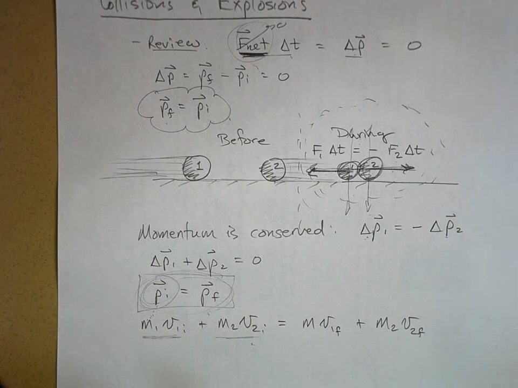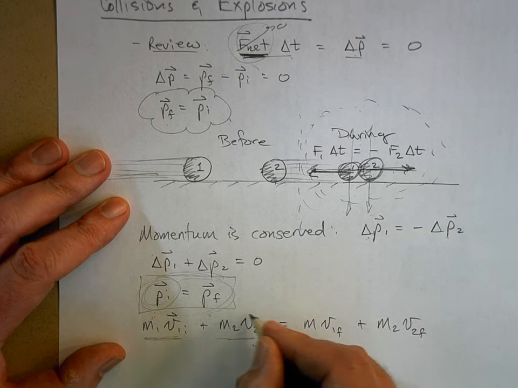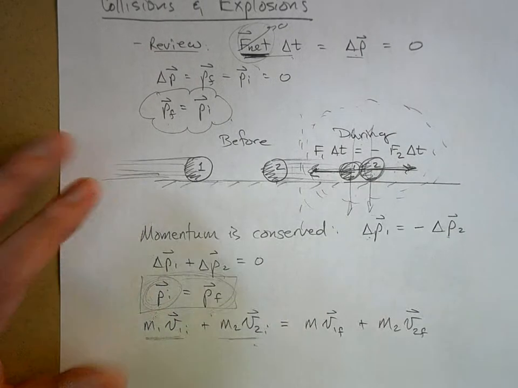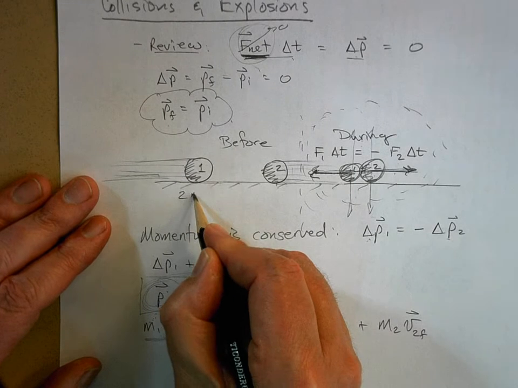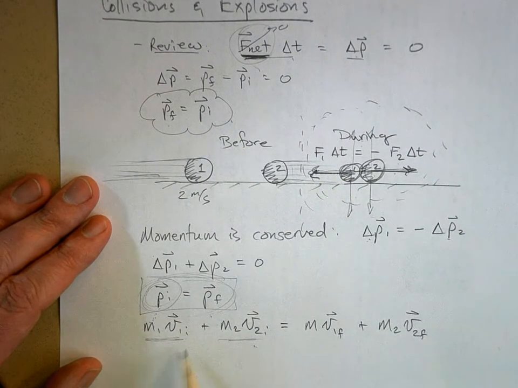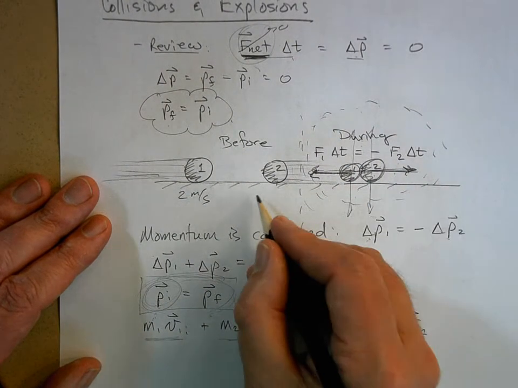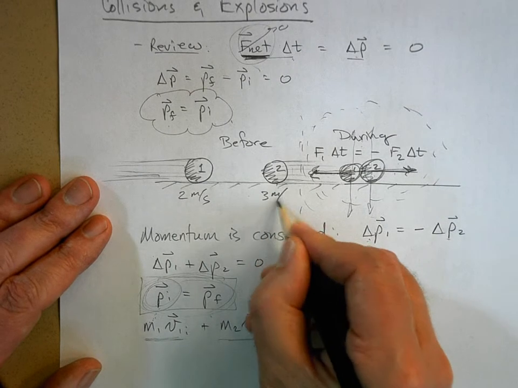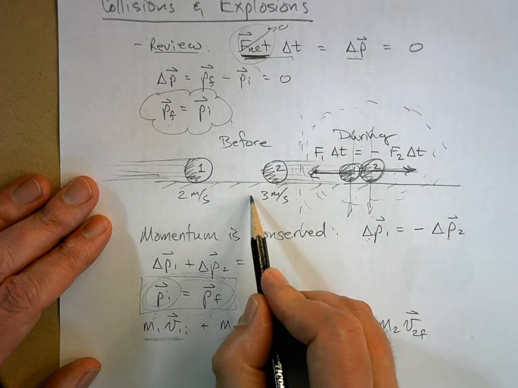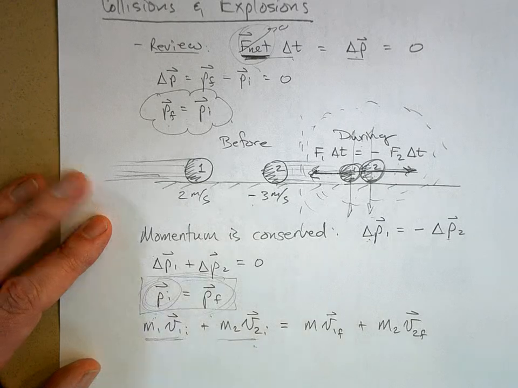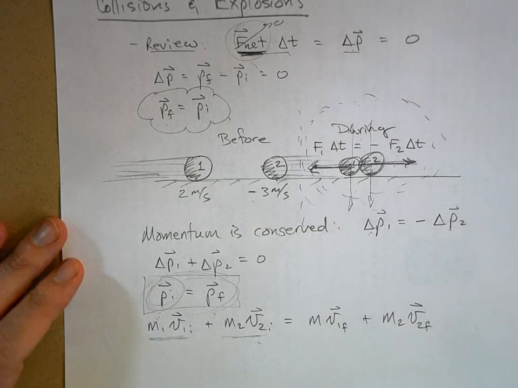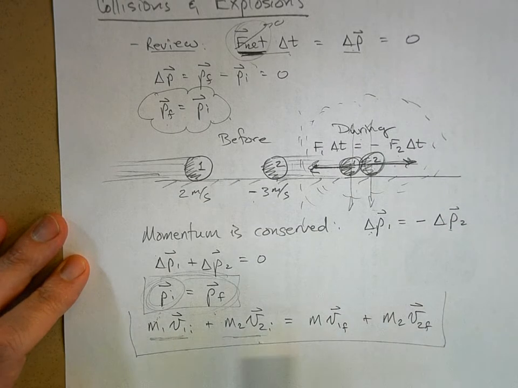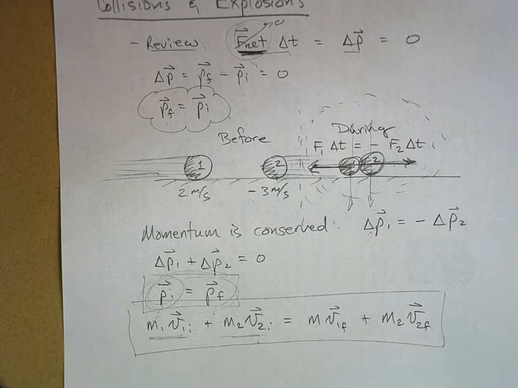Also, make sure that you understand that these are vectors. So if I give you a velocity of 2 meters per second here, this is positive. But if this one's moving this way, let's say at 3 meters per second, to the left, you got to make it negative in your equation. So make sure you do that, because I'm not going to have time today to do any example problems. So this is how you start a collision problem. All collision problems start like this.